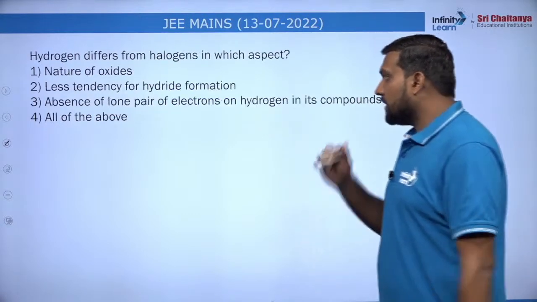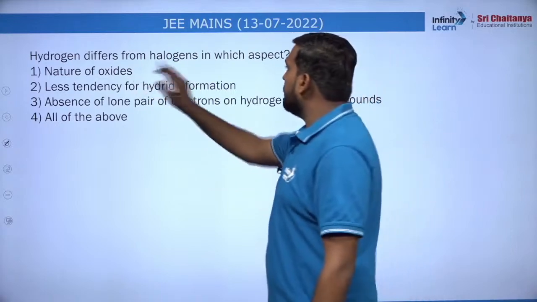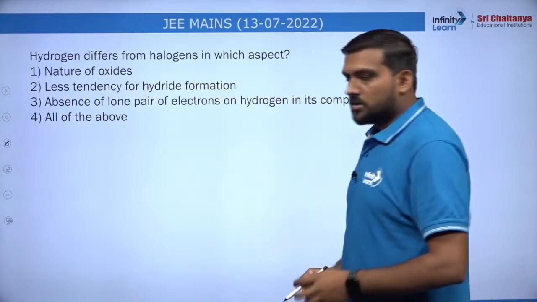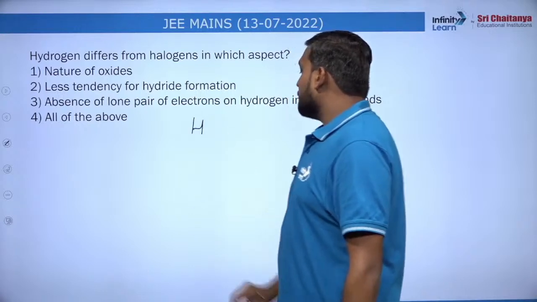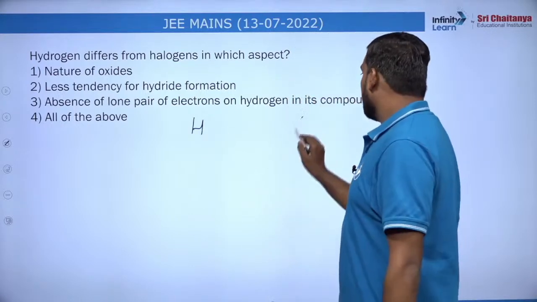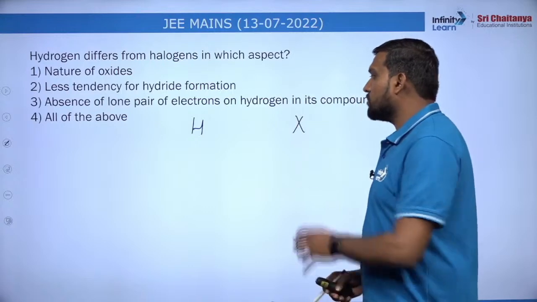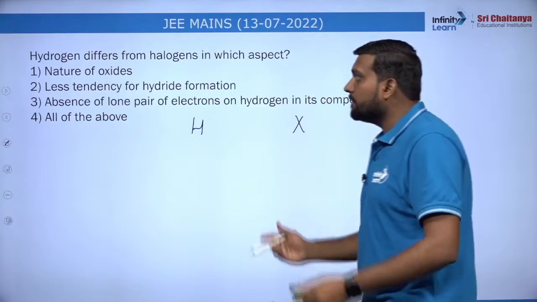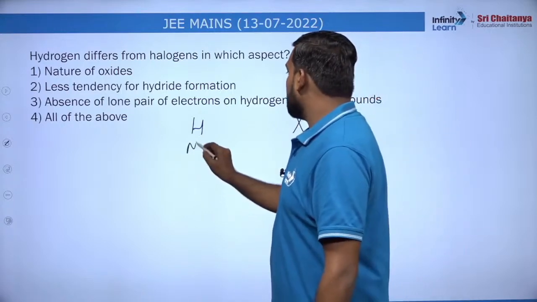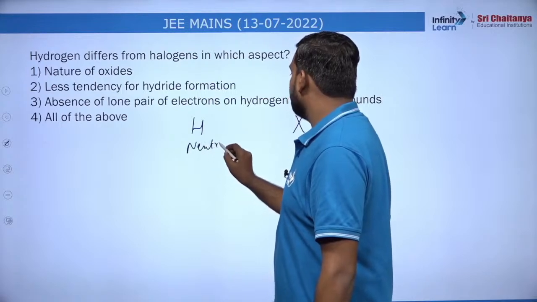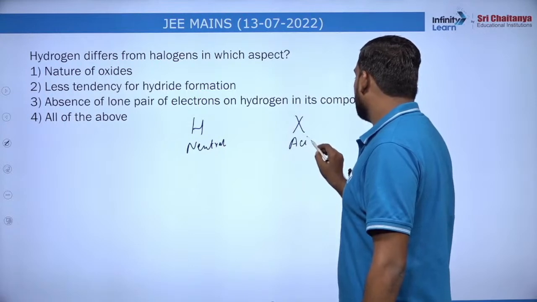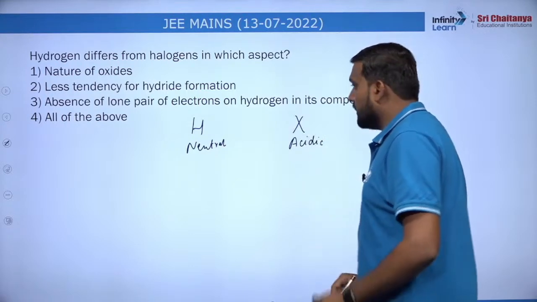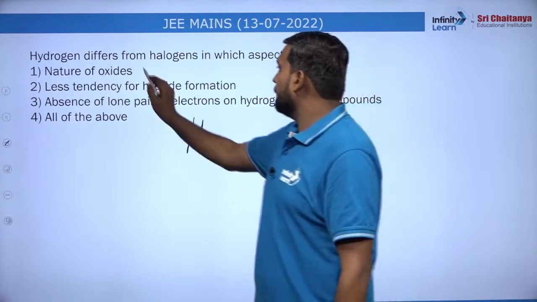Now going to the next question: how does hydrogen differ from the halogens in which aspect? It's a very simple question. Hydrogen has some resemblance with the halogens, but it has more differences too. What are these? Nature of oxide. Hydrogen's oxide is neutral, while the halogens' oxides are acidic. So this is true, they differ in this.